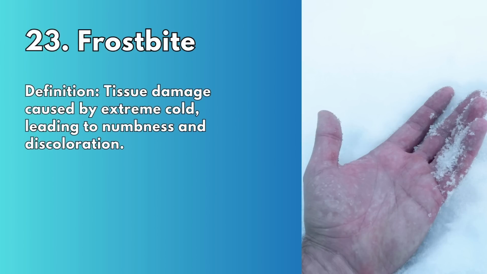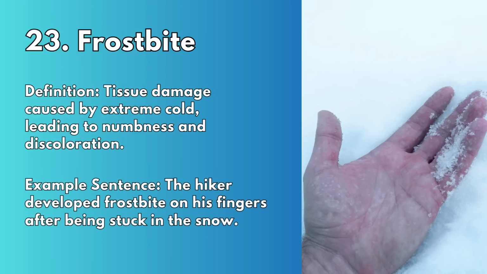Our next condition is the opposite of sunburn, frostbite. And frostbite is what it would be known as in medical terms. This is tissue damage caused by extreme cold, leading to numbness and discoloration. Let's take a look at our example. The hiker developed frostbite on his fingers after being stuck in the snow.